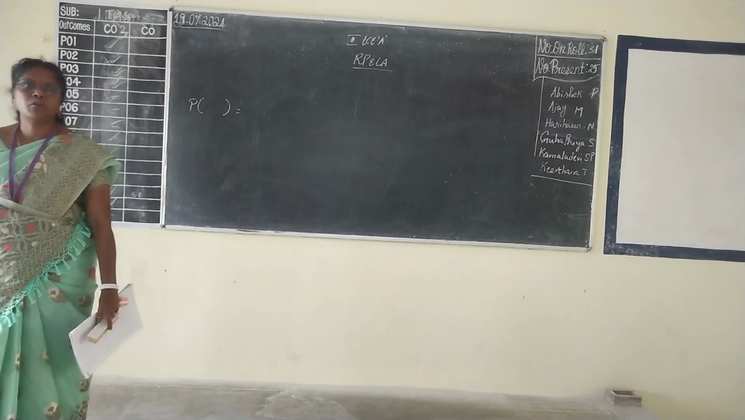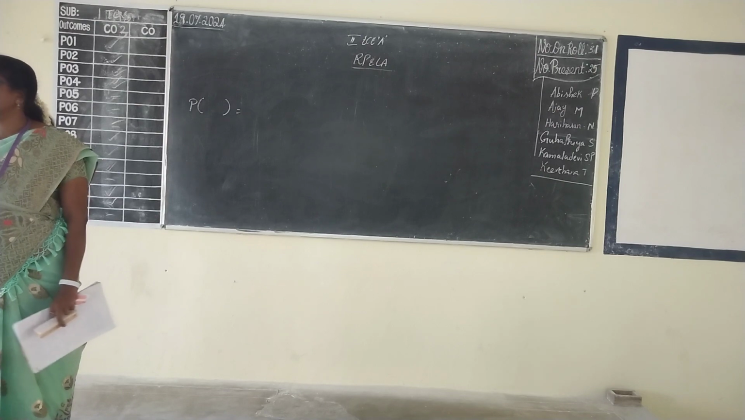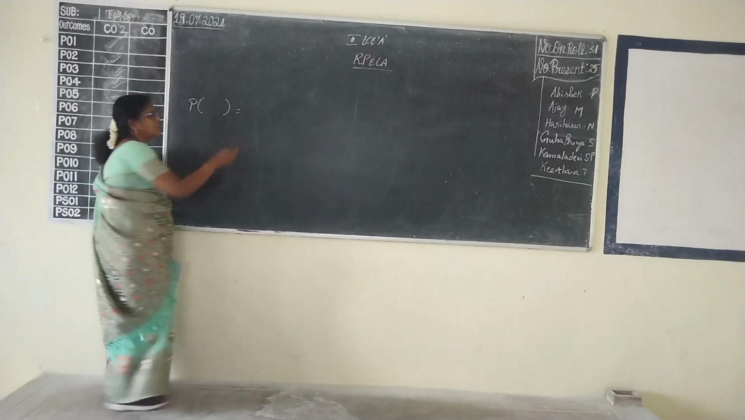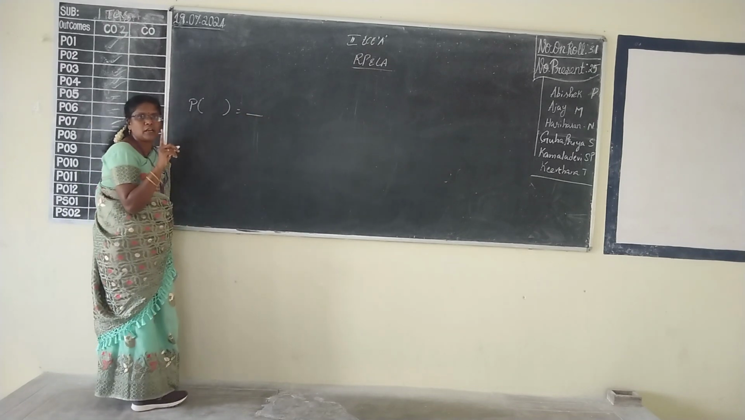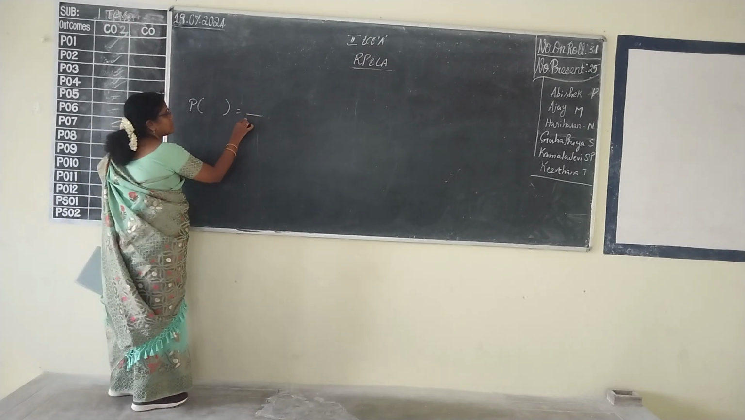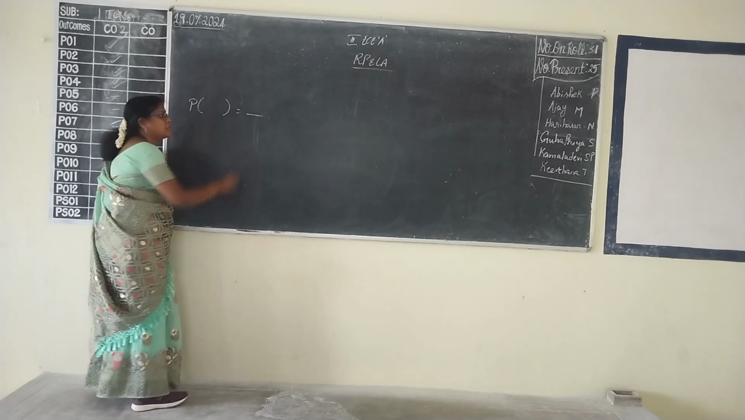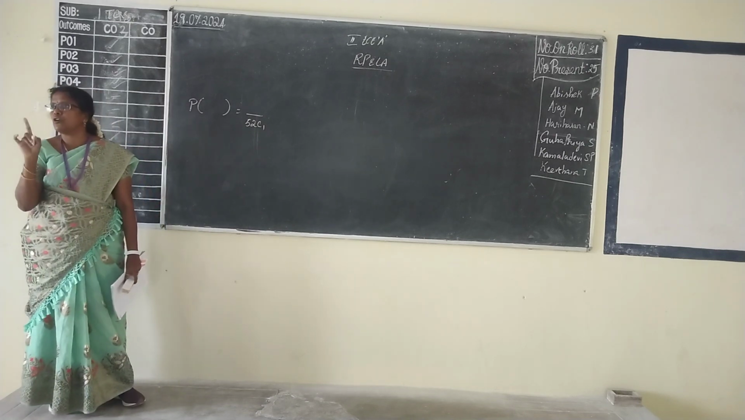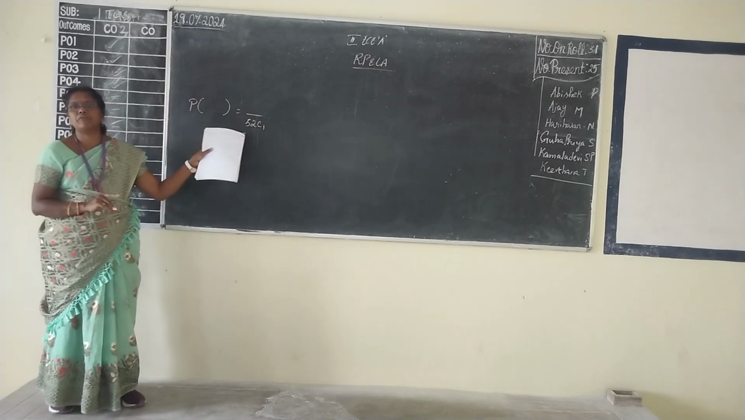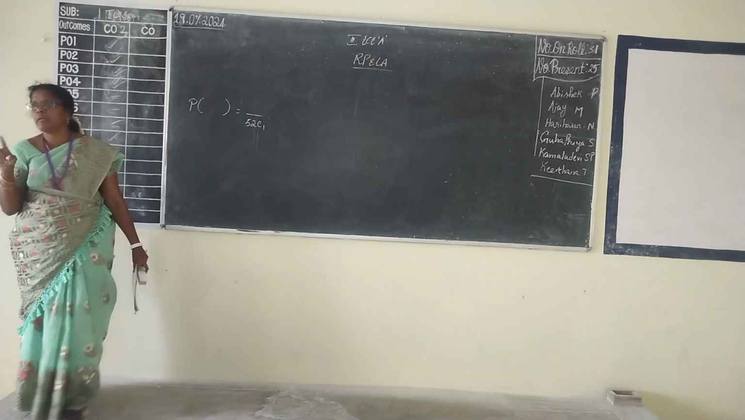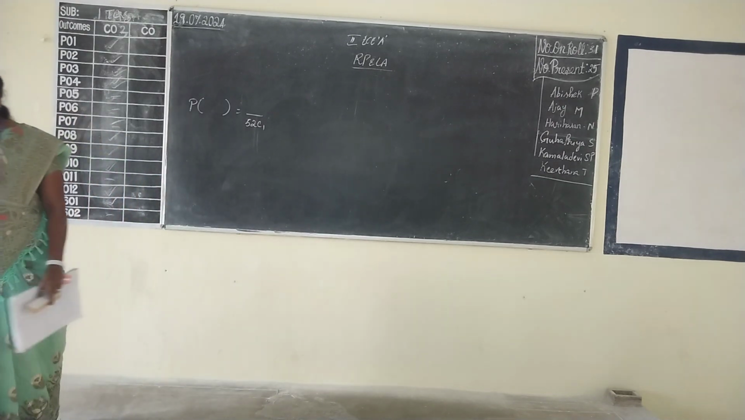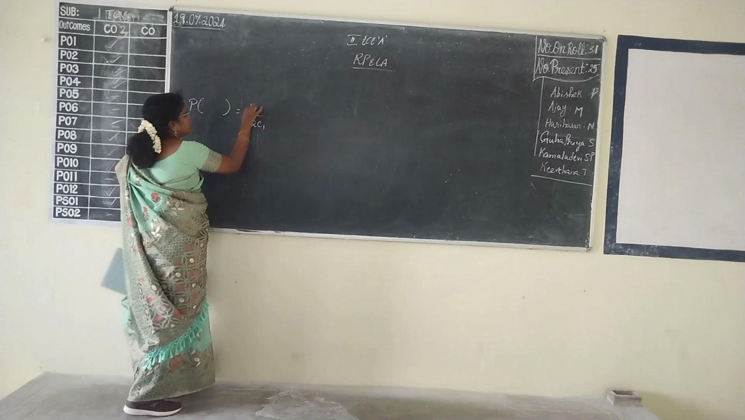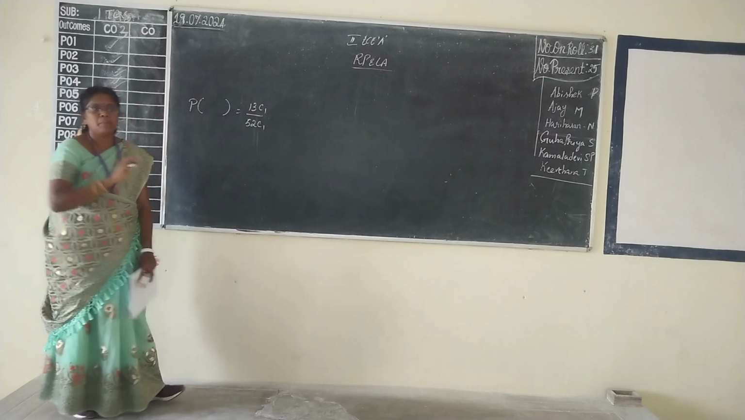What is the experiment you are going to do? First you pick one card out of 52 cards. How many ways can it be done? Out of 52 you pick one card, so exhaustive cases will be 52C1. That one card should be a spade. How many spade cards are there? 13. How many ways can it be done? 13C1. Okay, spade is over.